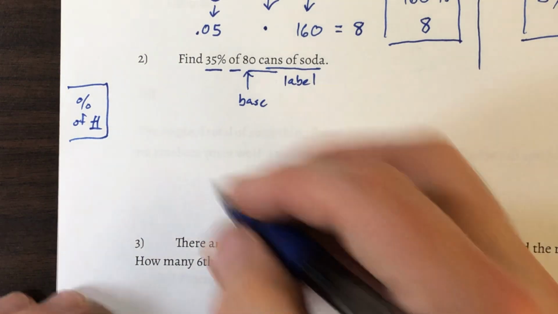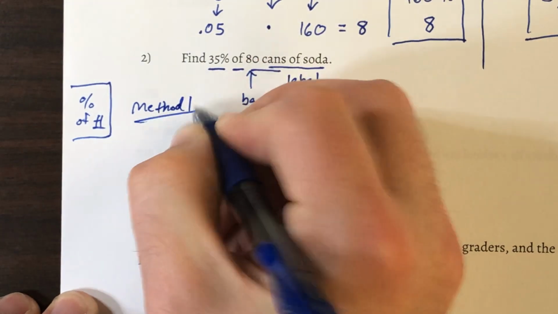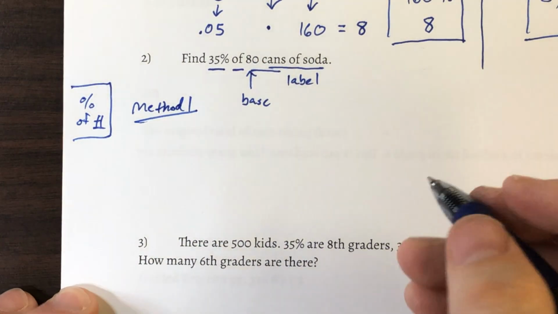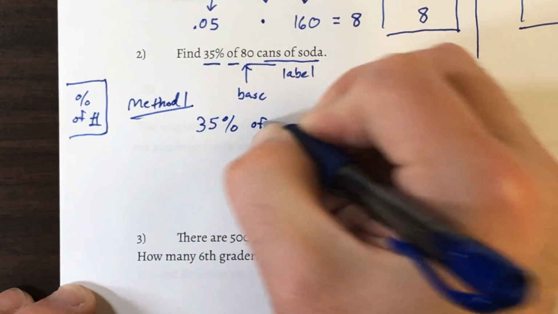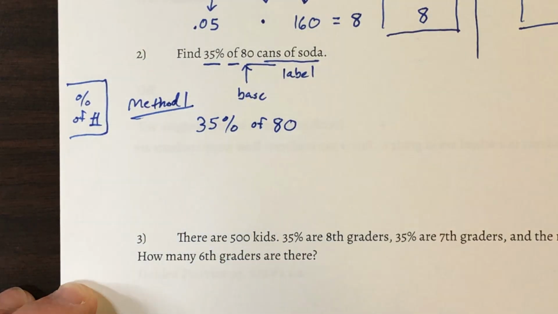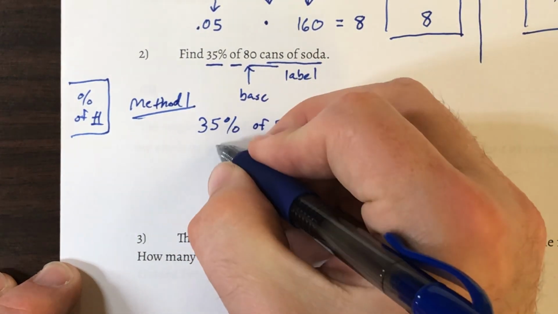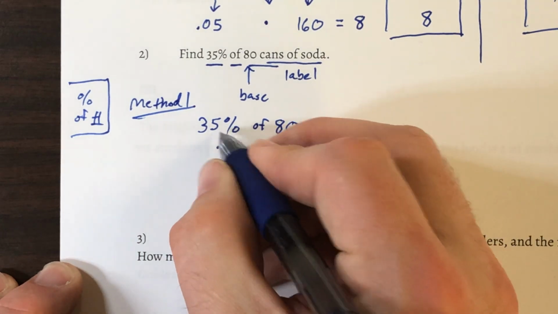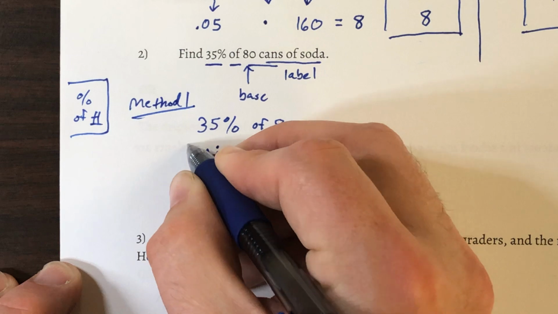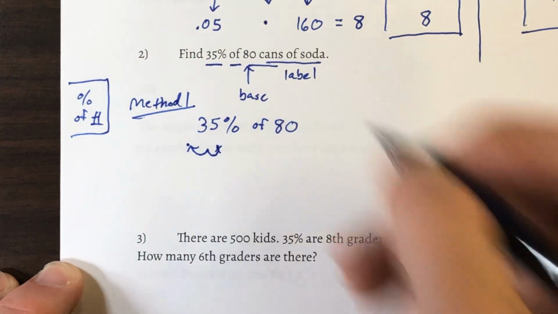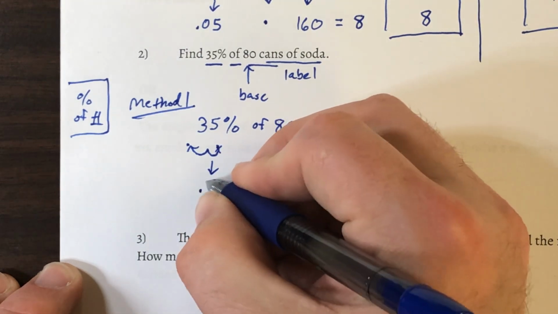All right, method 1. If you want a percent of a number, first write what you want. I want 35% of 80. First step, change your percent to a decimal. So we're going to move our decimal 2 times to the left. So the decimal's at the back because it's a whole number. Move it 2 times left. It's going to end up in front of the 3. So 35% is really 35 hundredths.